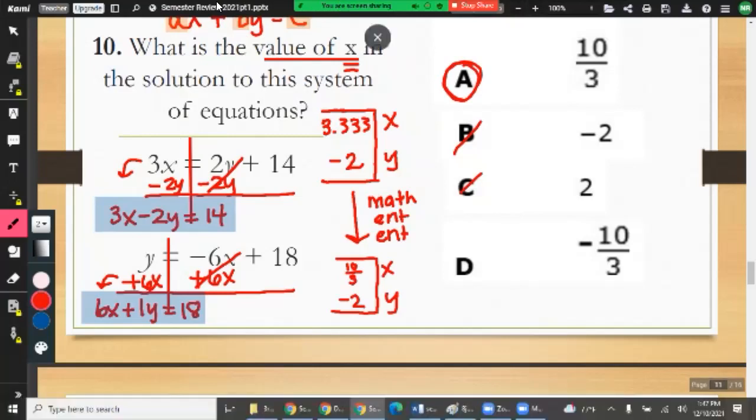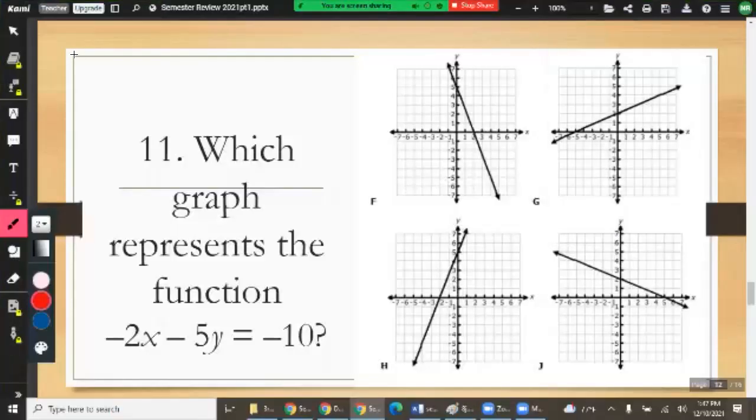Oh Lord, I'm trying to. 11 should be easy peasy.